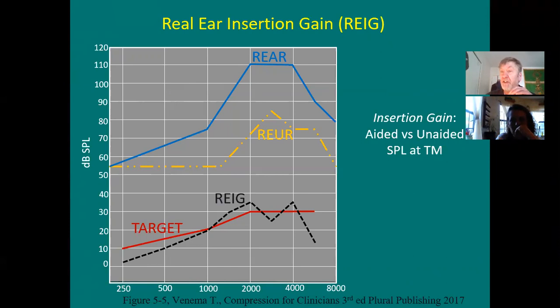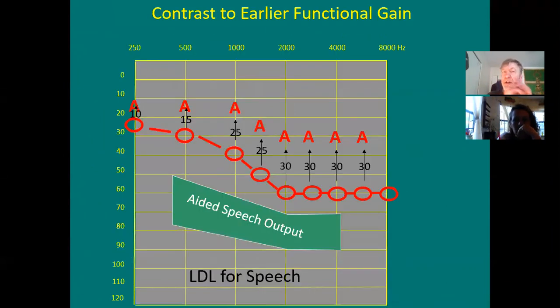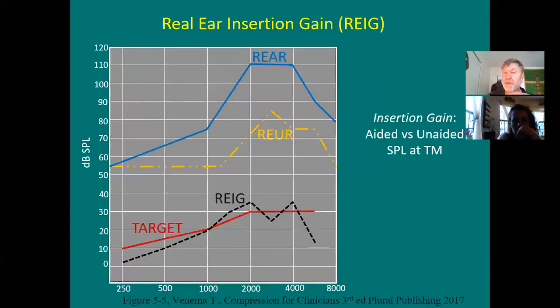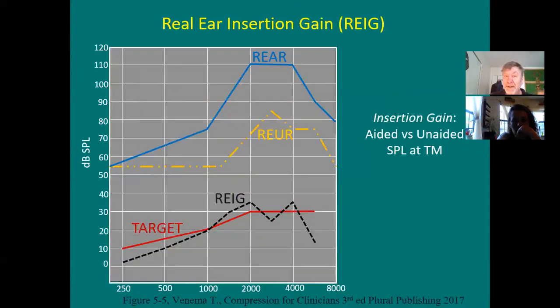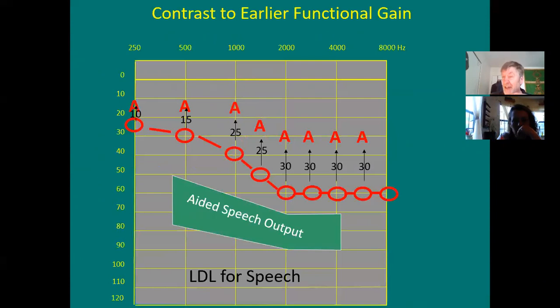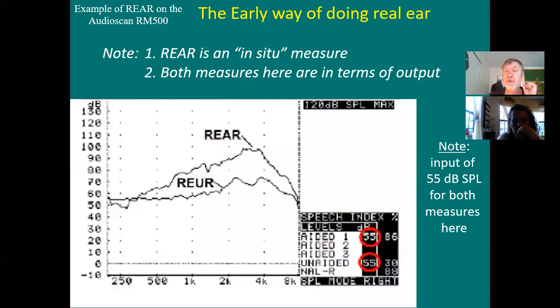Did it match target? And then you just look at it and go, yeah, it's probably not bad. You're a little bit under here at the lows, a little bit over here, and a little bit under here, but basically pretty good, not bad, can't complain. Okay? Contrast that to earlier functional gain. You did the same thing, you just did it in a different way. Non-behavioral, behavioral. Okay? But either way, none of these are done today anymore. But again, if you don't keep your history in mind, you'll be condemned to repeat it.